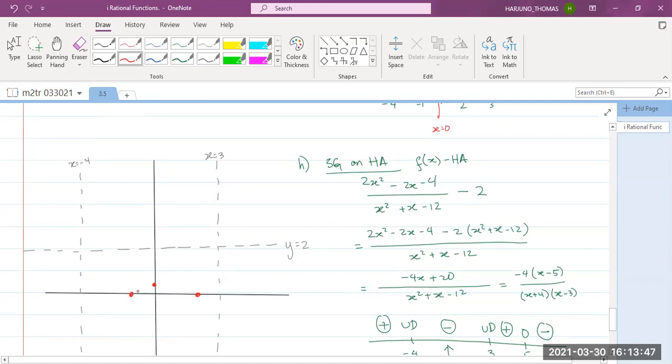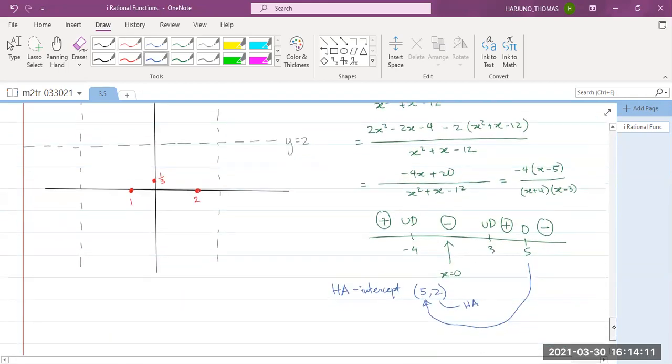Okay, now because I don't graph that on the coordinate system, I will have to label it. So the y-intercept is 0, 1/3, x-intercepts 2, 0 and -1, 0. Okay, now let's start with the horizontal asymptote. Horizontal asymptote y equals 2.